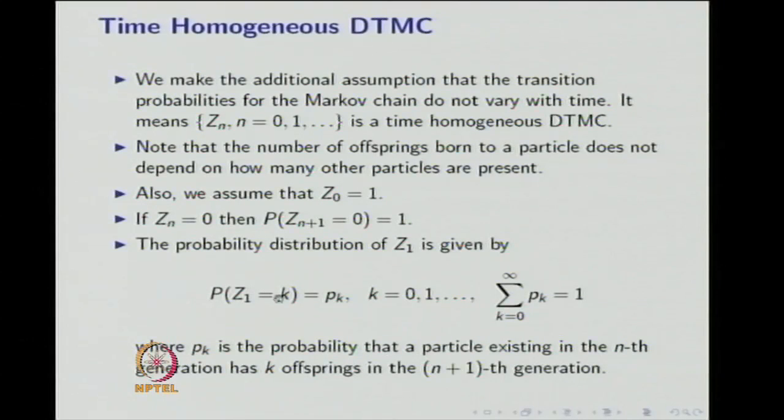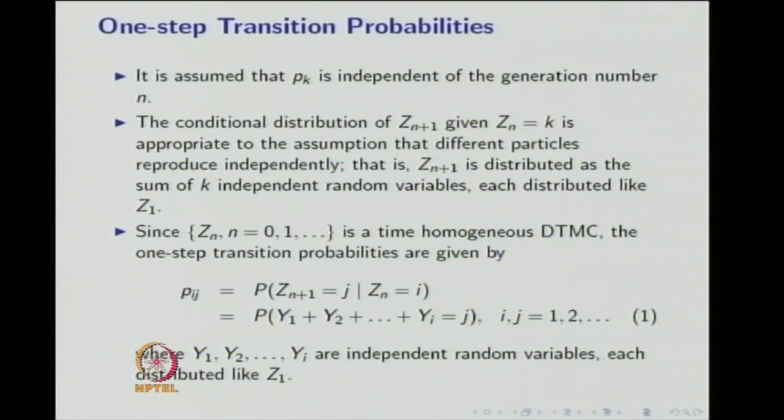So, this is the probability mass function for the random variable Z1. It is assumed that pk is independent of the generation number n. The conditional distribution of Zn plus 1 given Zn is equal to k is appropriate to the assumption that the different particles reproduce independently. That is, Zn plus 1 is distributed as the sum of k independent random variables, each distributed like Z1.